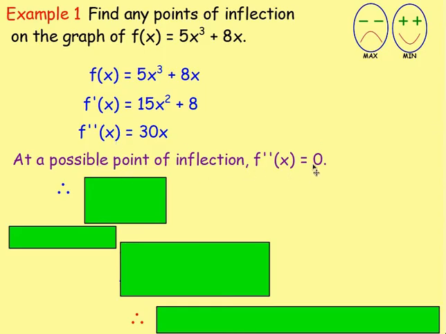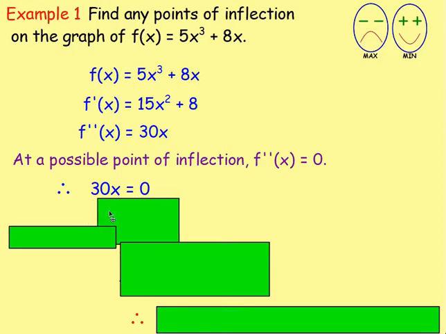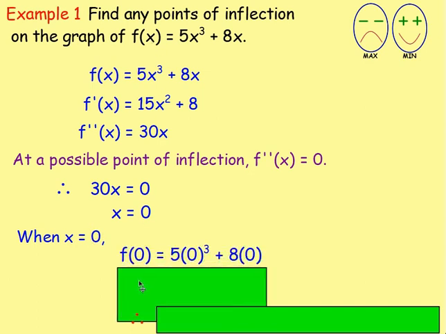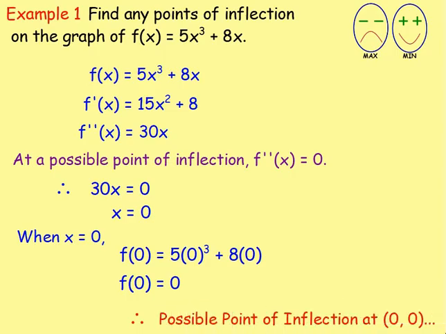At a possible point of inflection, the second derivative equals 0, so set that equal to 0, so 30x equals 0. If 30x equals 0, then x clearly equals 0. Let's get the y value as well while we're here. So when x equals 0, sub that into f of x. So f of 0 will equal 5 times 0 cubed plus 8 times 0, which just gives you 0. So you know the x value is 0, the y value would be 0, so there is a possible point of inflection at (0, 0).